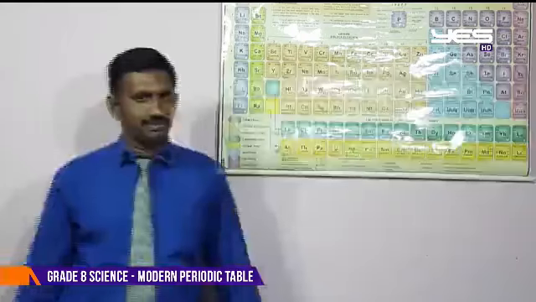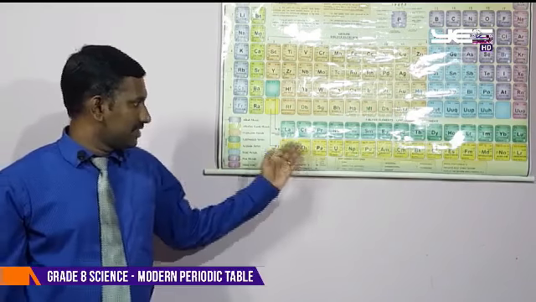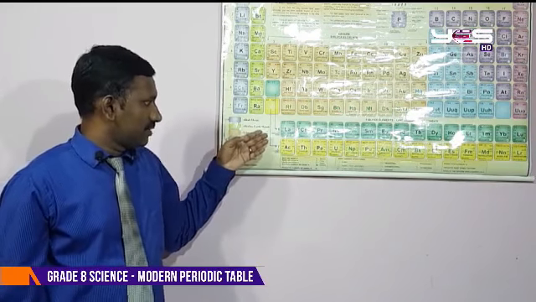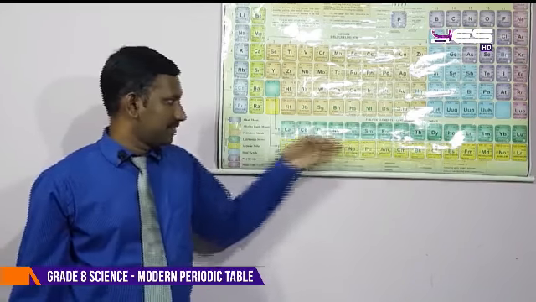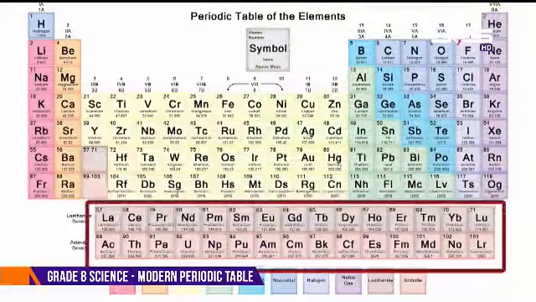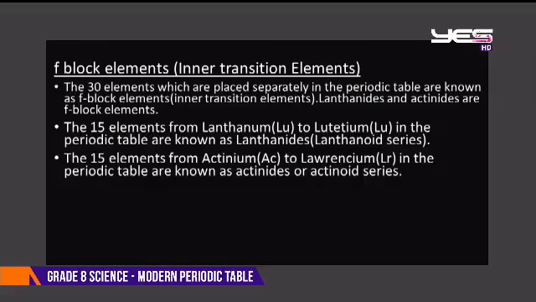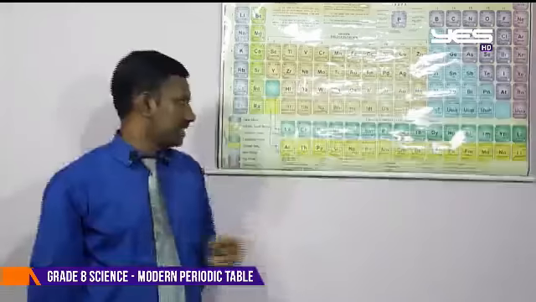transition elements. Okay, again you can see there are two rows of elements which are placed separately down in the periodic table. They are known as f block elements. What are f block elements? F block elements are the two rows of elements which are placed separately in the periodic table.